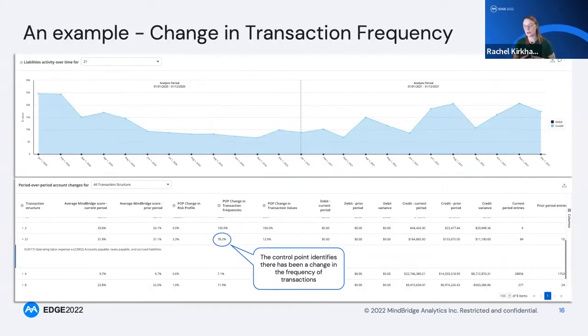Here's an example of this change in MindBridge. This is looking at the change in transaction frequencies, and you can see in the graph above the prior period and the current period. We can see there has been some change in the frequency of transactions, with a reasonably high level of change. It's a debit to operating labour expense and a credit to AP. That's interesting. You might want to understand what has changed about labour expense. Is there more activity in the business overall, so the total cost has changed, or maybe you're paying people more frequently? Maybe it's something else. You could start to ask more detailed questions about what's associated with that level of change.